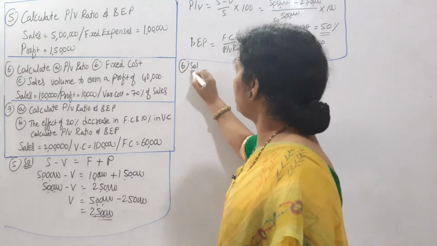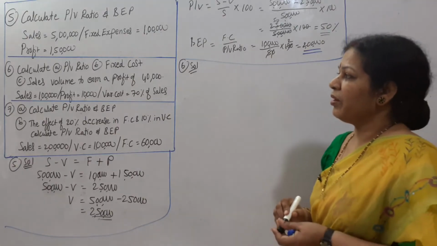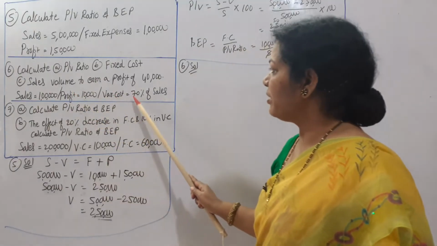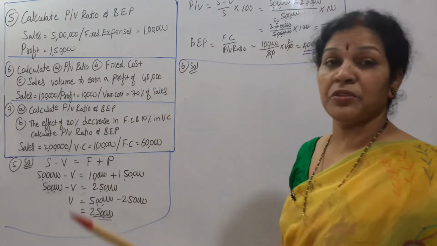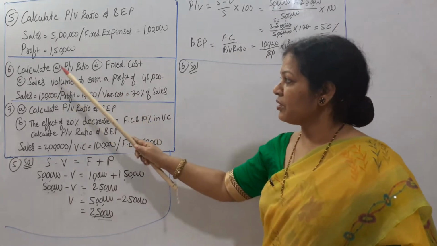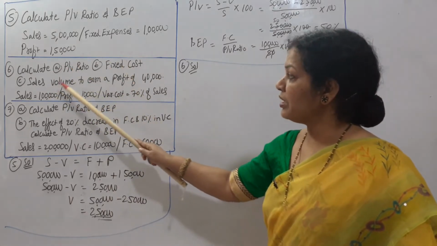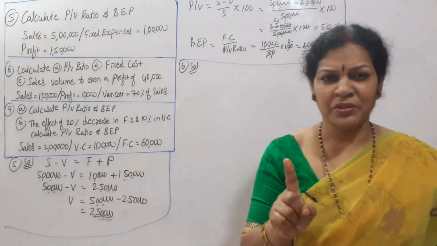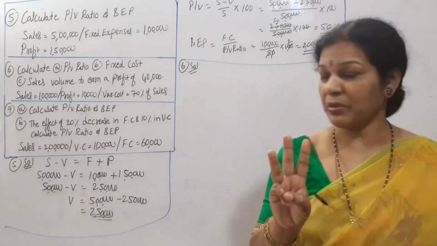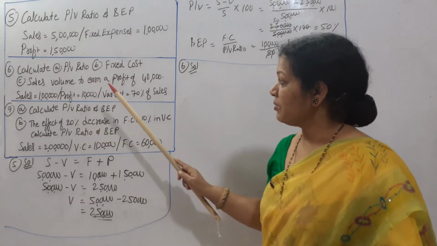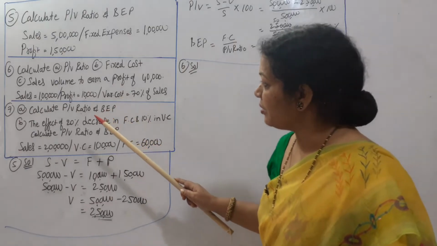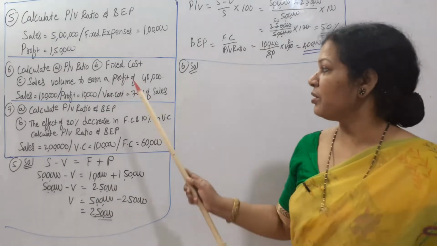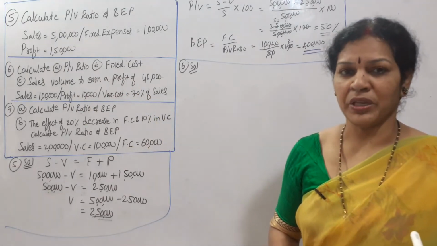Sixth one solution. In this problem what is given? Given sales, profit and variable cost at the rate of 70% of the sales. Calculate PV ratio, fixed cost, sales volume to earn a profit of 40,000. Actually we need always fixed cost, selling price, variable cost. Sales, variable cost and fixed cost is not given. Variable cost is 70% of the sales. Fixed cost we have to find out.